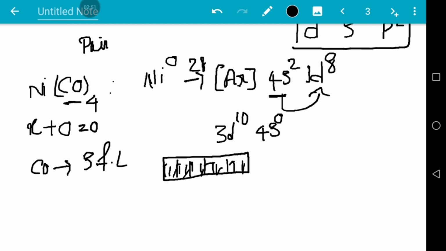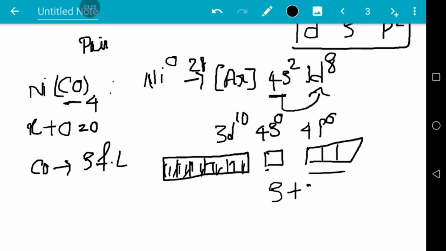So totally there is no vacant d orbital. Then 4s0, after that 4p0, that is 1 s orbital and 3 p orbitals. So the 1 s orbital and 3 p orbitals are vacant, and they intermix and form 4 sp3 hybrid orbitals around the nickel. So what is the hybridization of nickel? That is sp3 hybridization.